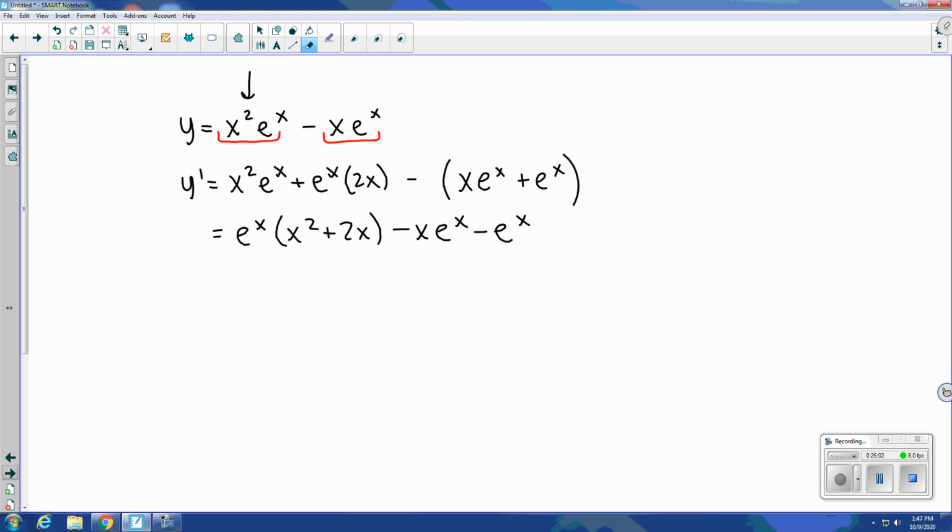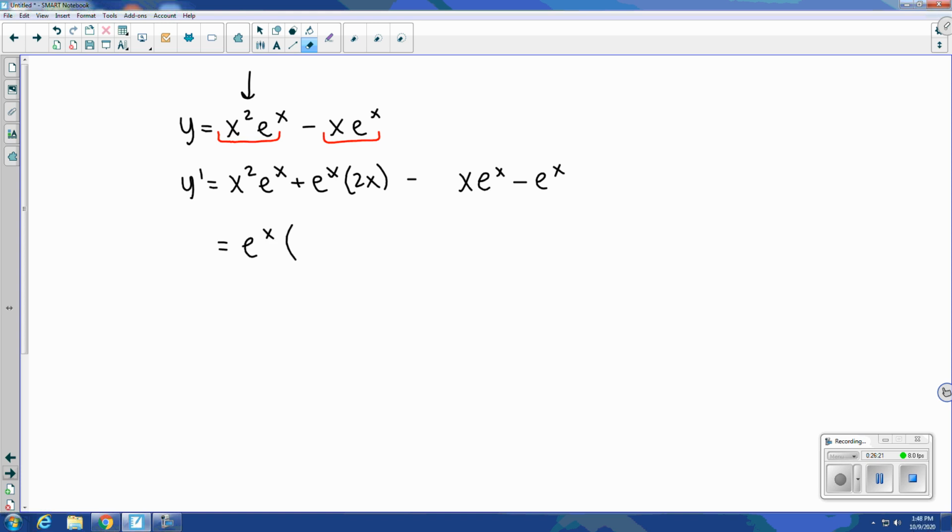Factor out an e to the x again. Actually, every term is going to have an e to the x, so let's take a step back here. Let's take a few steps back. Let's distribute that negative. So we get this. Every term has an e to the x, so let's take that out.